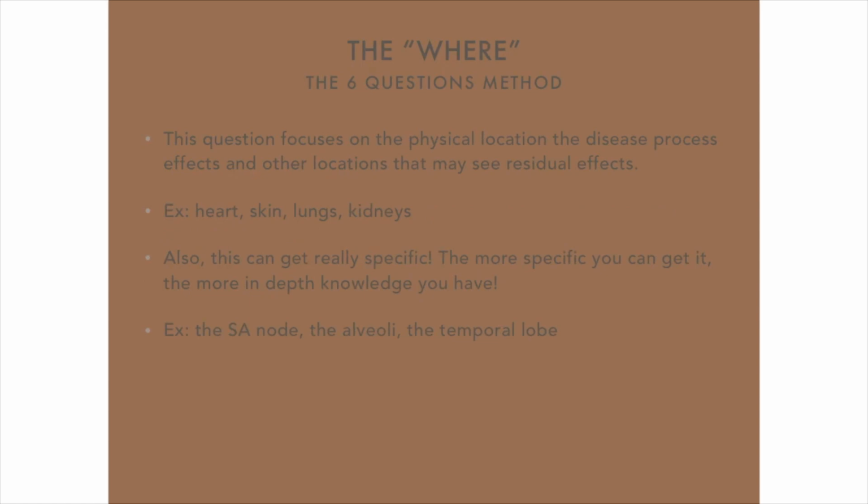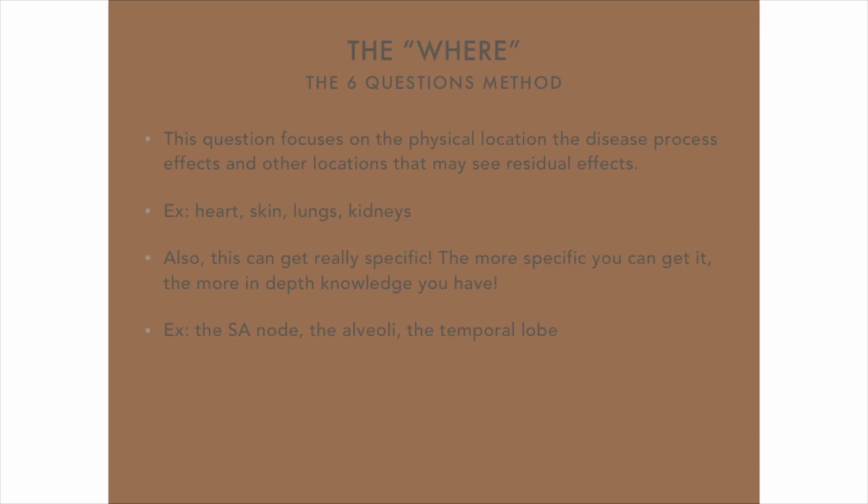All right, guys, so the where. Now this question really focuses on physical locations. So it wants to know the physical location that the disease process is going to affect, and then other locations that may see residual effects. So for example, is this happening in the heart? Is it happening on the skin? Is it happening in the lungs or kidneys?